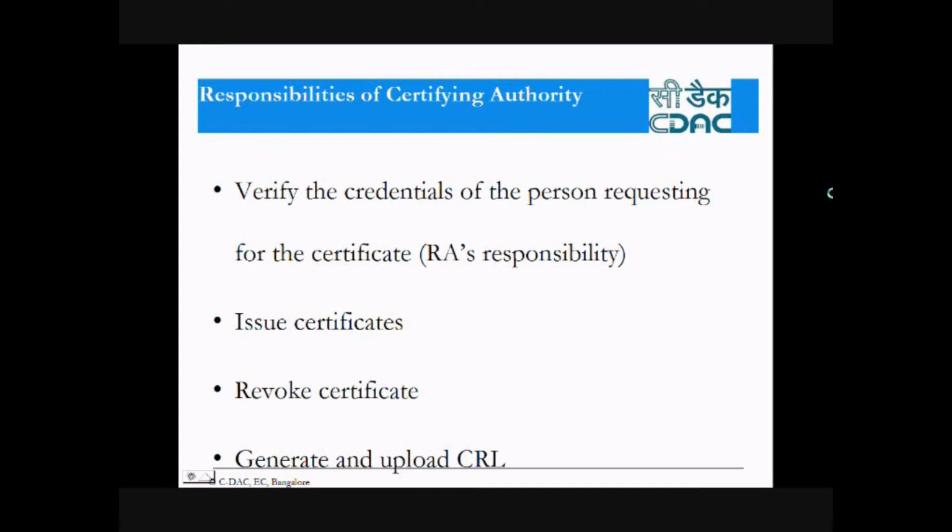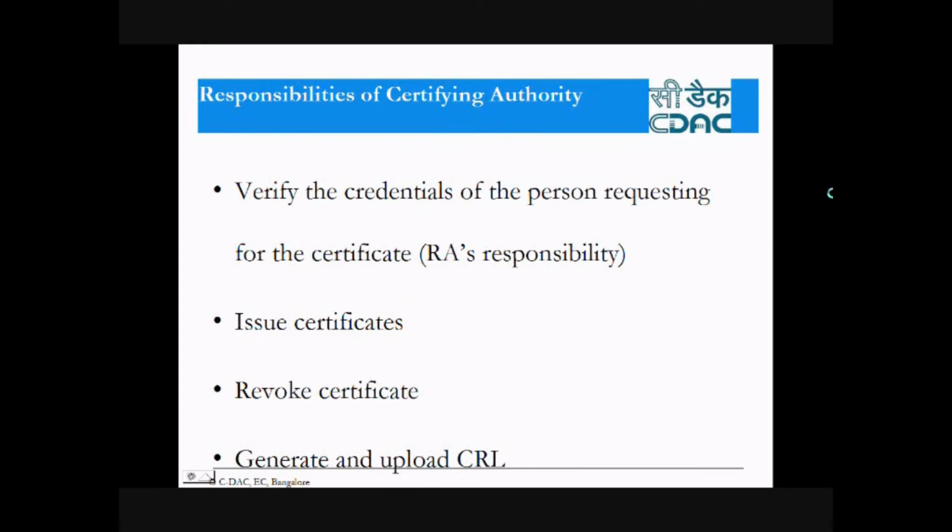Now, what is the responsibility of the CA? CA has to verify the credentials of the person requesting the certificate. So, suppose Viru is requesting a certificate, it has to really identify whether it is really Mr. Viru who is asking for the certificate, and whether the public key which has been claimed to be Viru's is really the public key of Mr. Viru, has to be verified by them and certified by them.